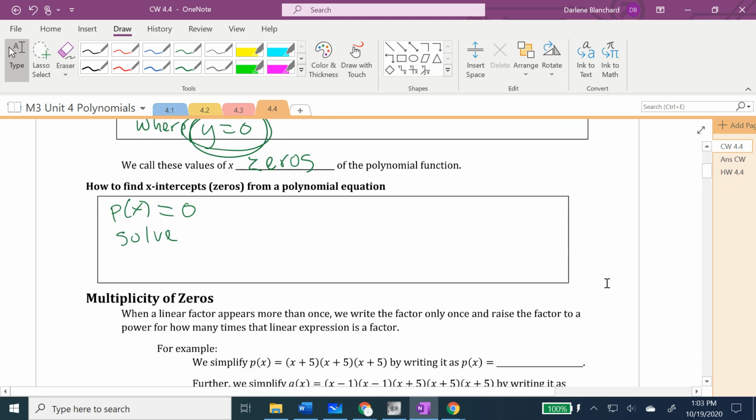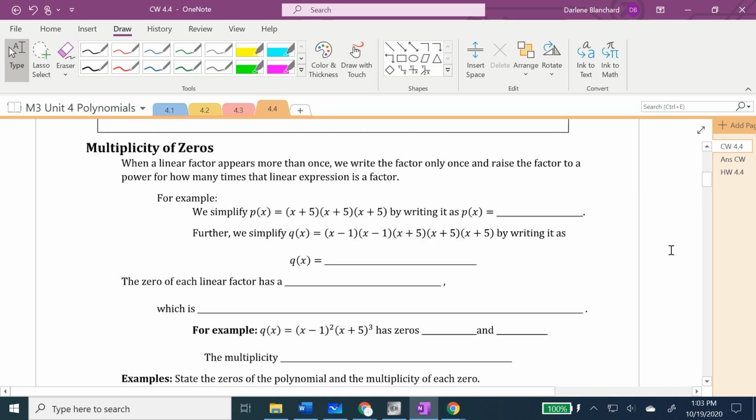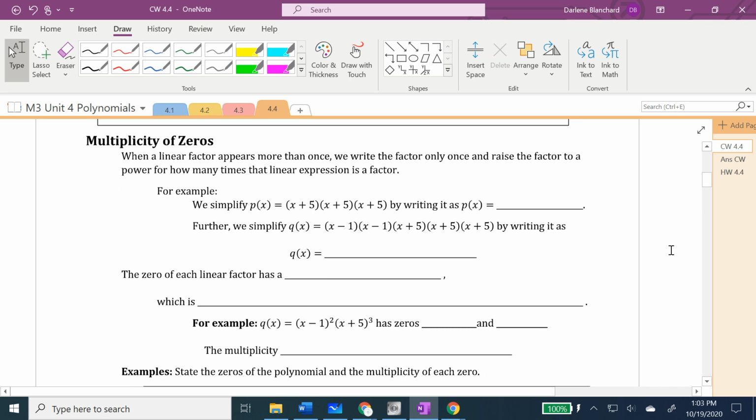Now, these x-intercepts, these zeros, have multiplicity, and this is a word that you've got to become familiar with right now. So if you saw what I just highlighted, how else might you write that? Correct. And crosses the x-axis.